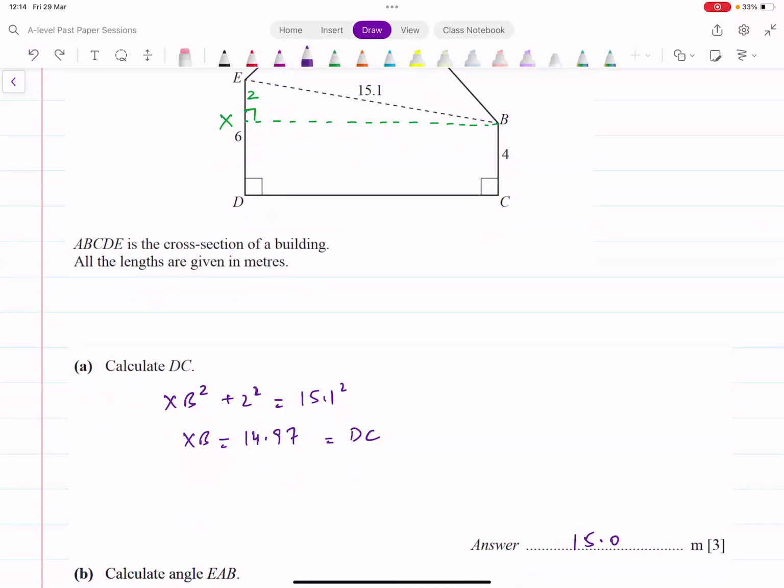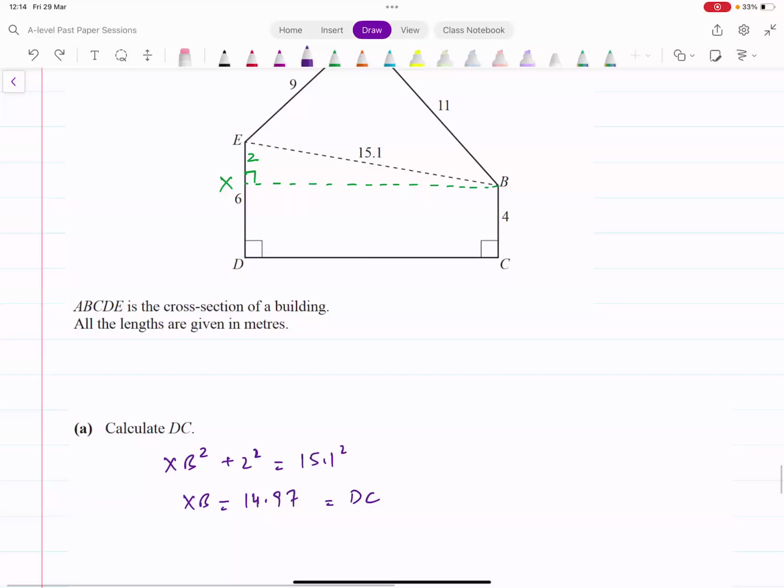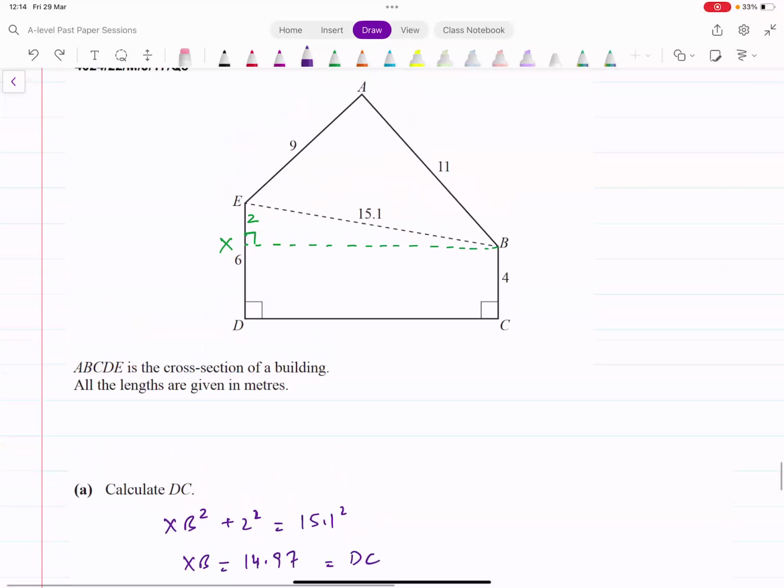All right. Let's have a look at the next one. Next part. It says calculate the angle EAB. Okay, so that's pretty straightforward now. Simple application of cosine rule. This is the angle theta that we're looking for.